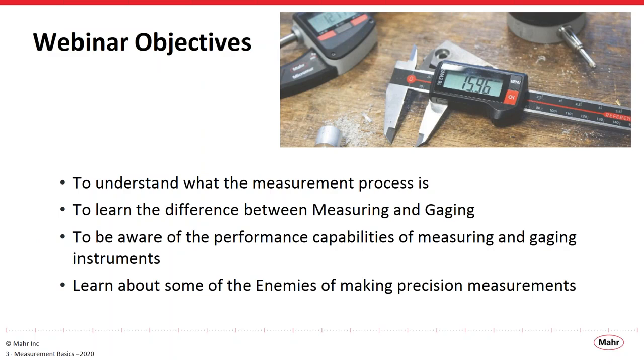We have some objectives today. I think that's always important. We're going to try and understand what the measurement process is, to learn the difference between measuring and gauging, to be aware of the performance capabilities of measuring and gauging instruments, and learn about some of the enemies of making precision measurements. We'll try and keep it light, and we'll try and keep it fun.